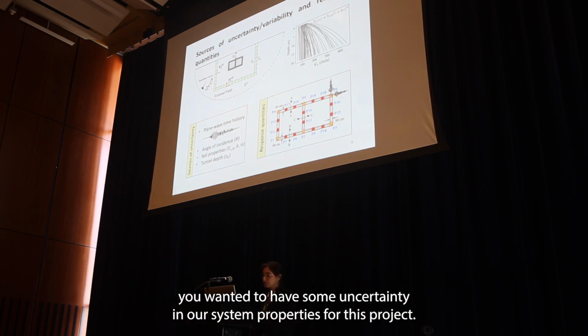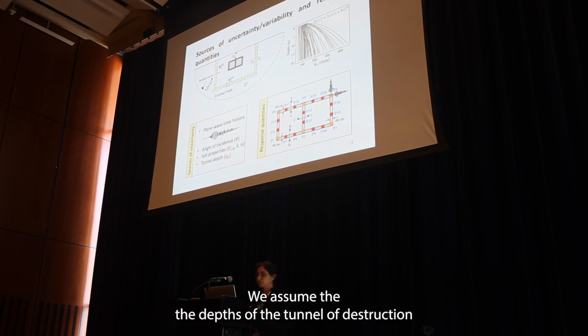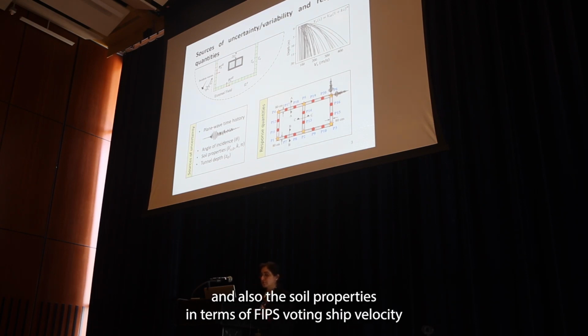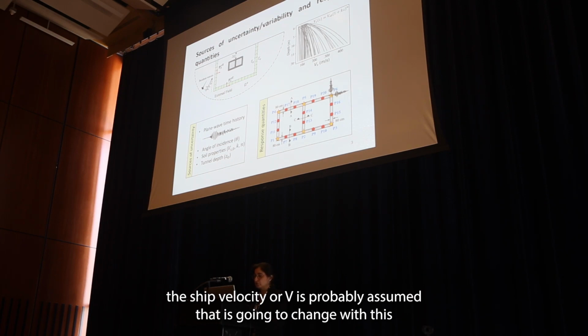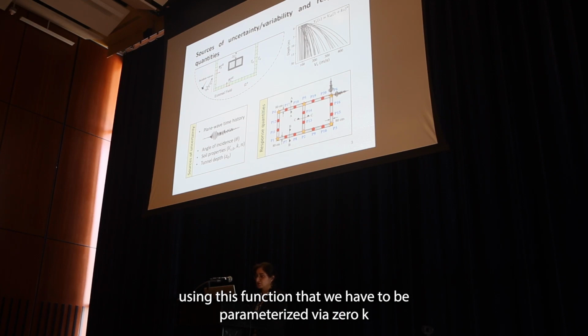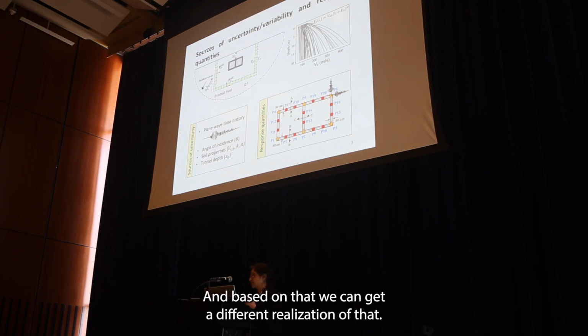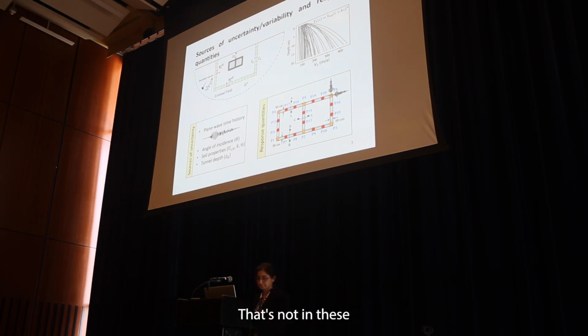On top of that, we wanted to have some uncertainty in our system properties. For this project, we assume the depth of the tunnel or buried structure and also the soil properties, in terms of depth-varying shear wave velocity, to be the source of uncertainty or variability. For modeling the shear wave velocity or VS profile, we assume it changes with depth using this function that has three parameters, VS0, K, and N, that we can change, and based on that we can get a different realization of that depth-varying VS.